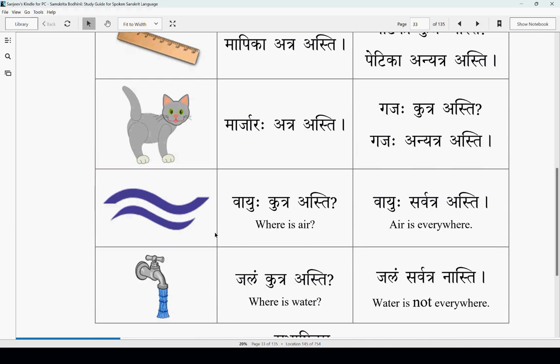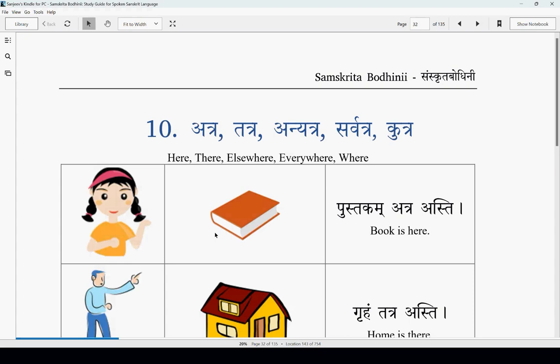So we talked about atra, tatra, sarvatra, kutra last time. Just to remind you, these are all avyayam. The atra, tatra, anyatra, sarvatra, kutra are avyayam words. I mentioned last time that avyaya words are fixed form words.